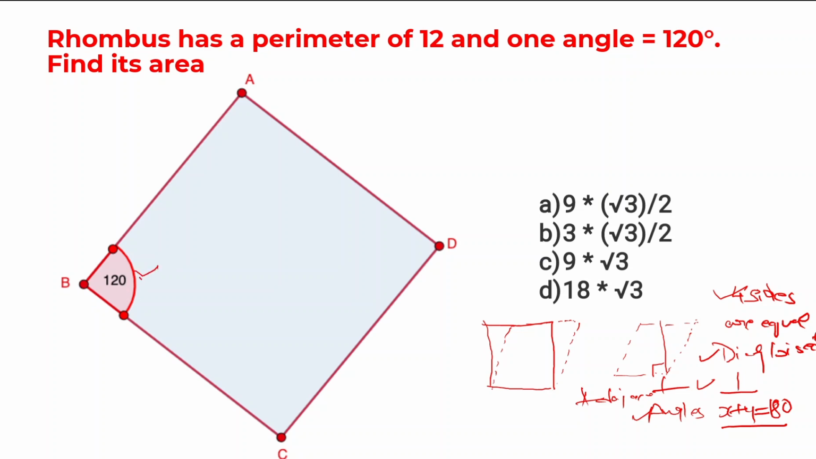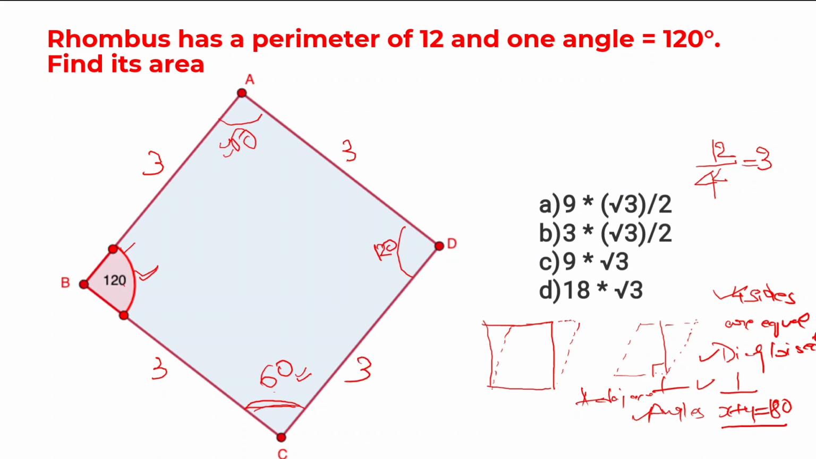So if this is 120, my adjacent angle would be 60, and if this is 60, this would be 120, and if this is 120, this would be 60, because this angle and this angle should sum to 180. Similarly, this angle and this angle should be 180. Okay, one more thing, the perimeter is 12, so if I divide by 4, the side is 3, 3, 3 and 3.